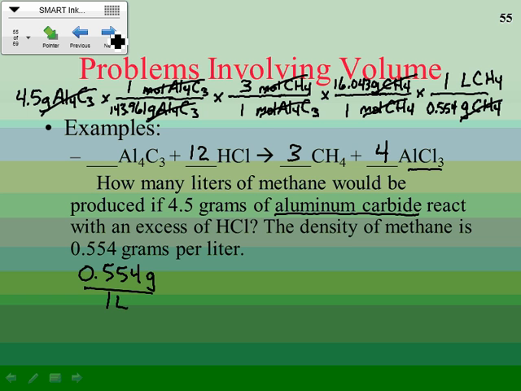Yeah. I feel like, I don't know, should I play the Dora song or something every time that we solve a stoichiometry problem? We did it. We did it.